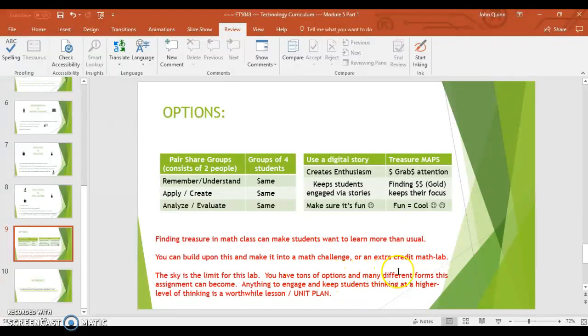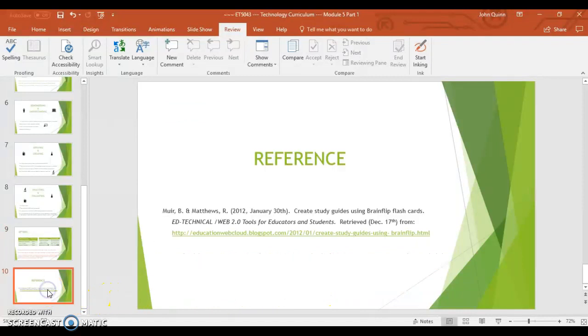You have tons of options, and many different forms of this assignment can become anything to engage and keep the students thinking at a higher level of thinking, which is a worthwhile lesson/unit plan. And then my reference.